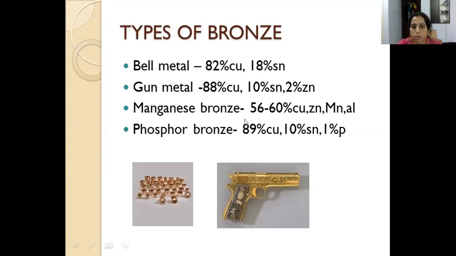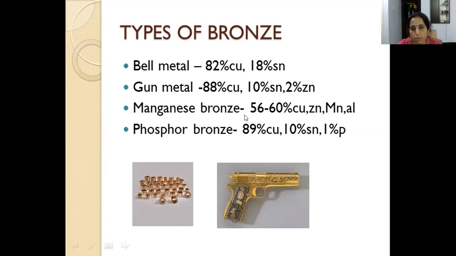Next is manganese bronze. The third variety of bronze is manganese bronze. The name itself indicates it, as you have manganese here. The main constituent is copper again, 56 to 60% copper. You have up to 1% manganese, up to 1% aluminum, and the remaining is zinc. Manganese bronze performs very well in water. It has anti-corrosive properties, so it is used in subaqueous constructions and wherever it has to resist water.